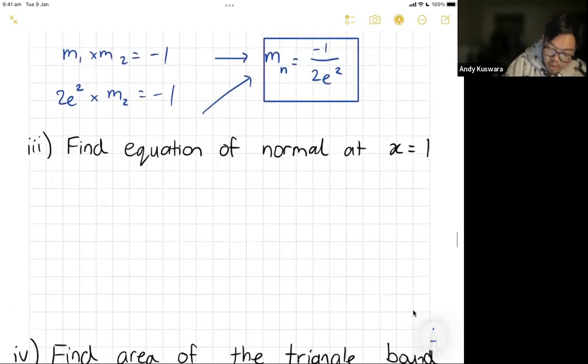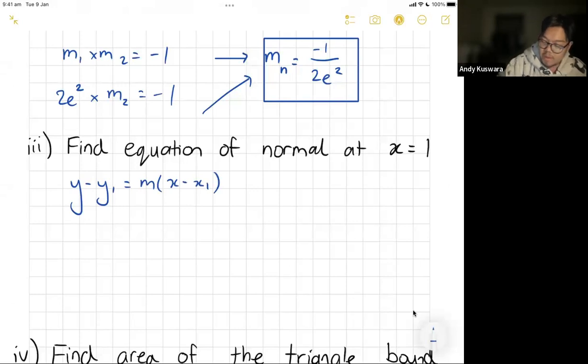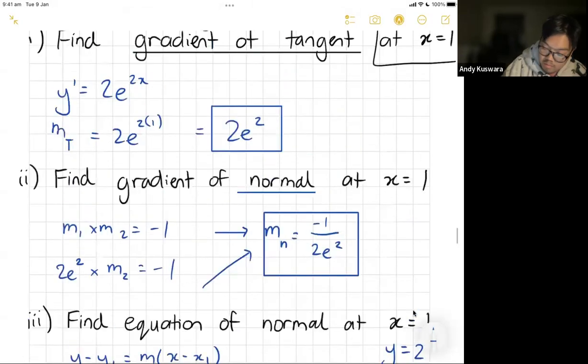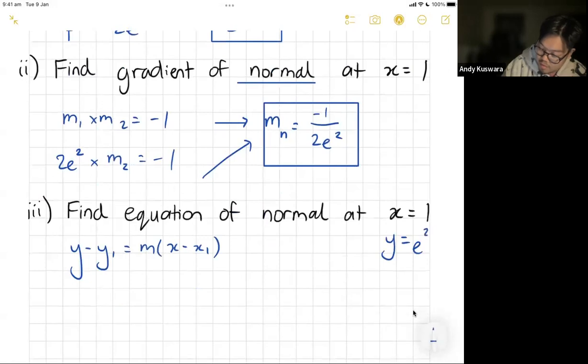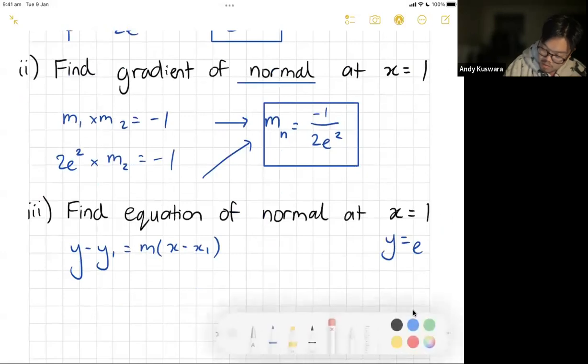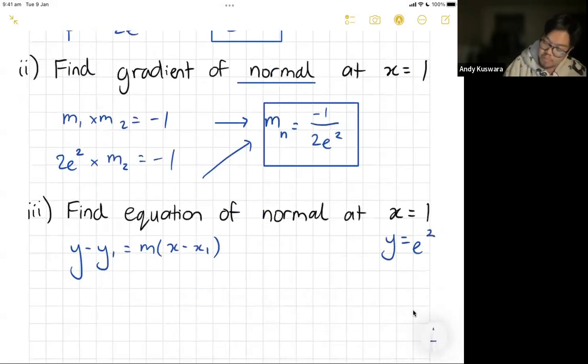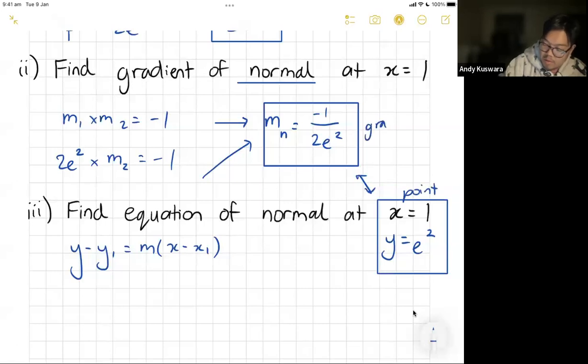Now, how do you find the equation of the normal? Hopefully you recognize that we need the point-gradient formula. I know that if x equals 1, y is also going to equal e to the 2. So for e to the 2x, where x equals 1, y equals e to the 2. So there's our point, and our gradient is here.